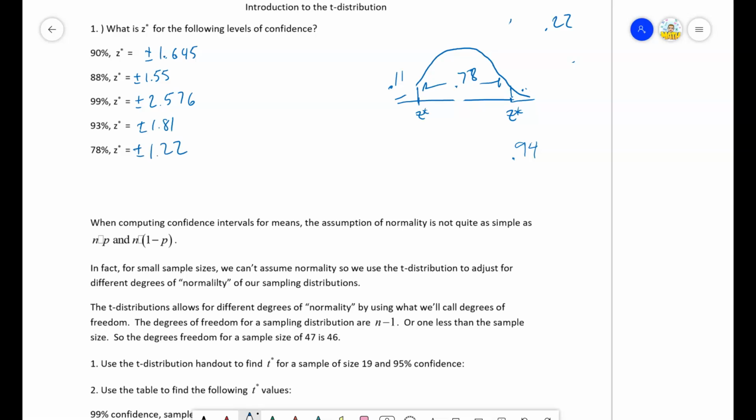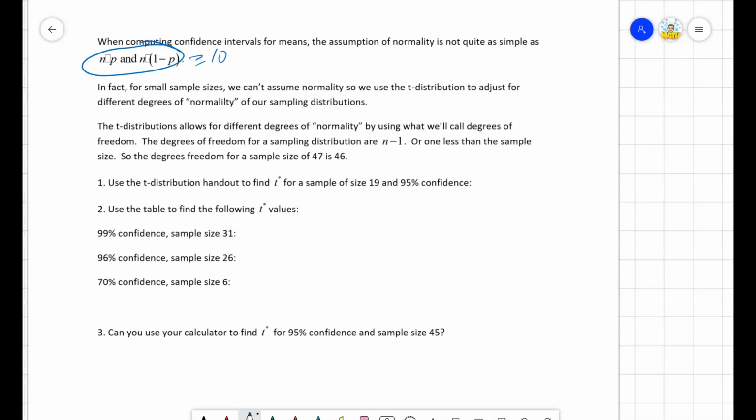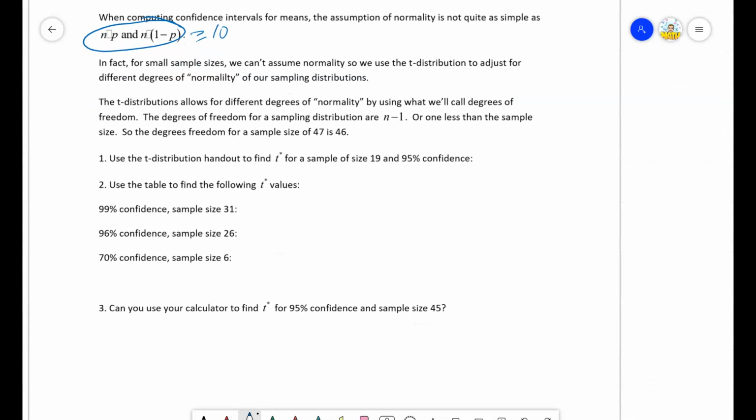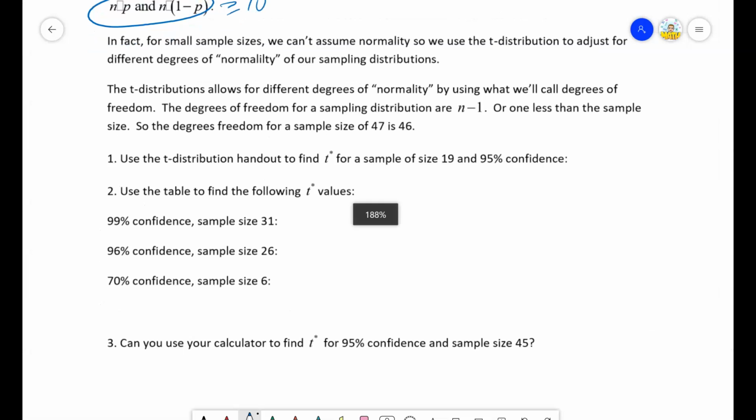All right. We use that for proportions because we had this hard and fast rule. If n times p and n times 1 minus p are both greater than or equal to 10, we're good to go. We don't need to think about anything. But for means, keep in mind that we have varying levels of variability as the sample size gets larger. So the t-distribution allows for that.